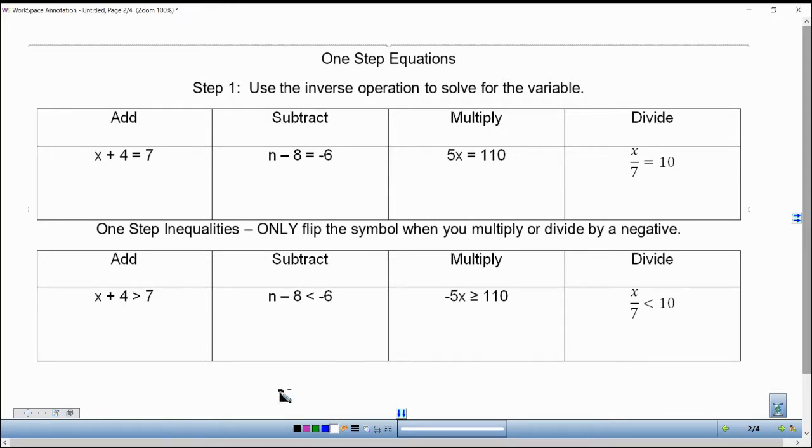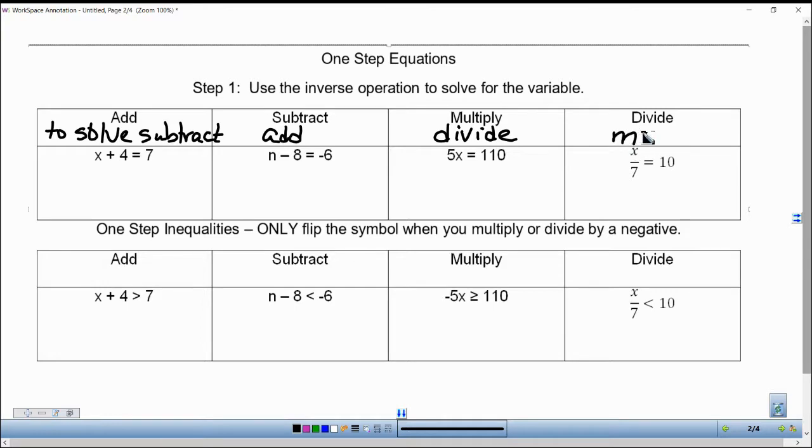To subtract, you would add. If you're multiplying, you would divide. And to divide, you would multiply.